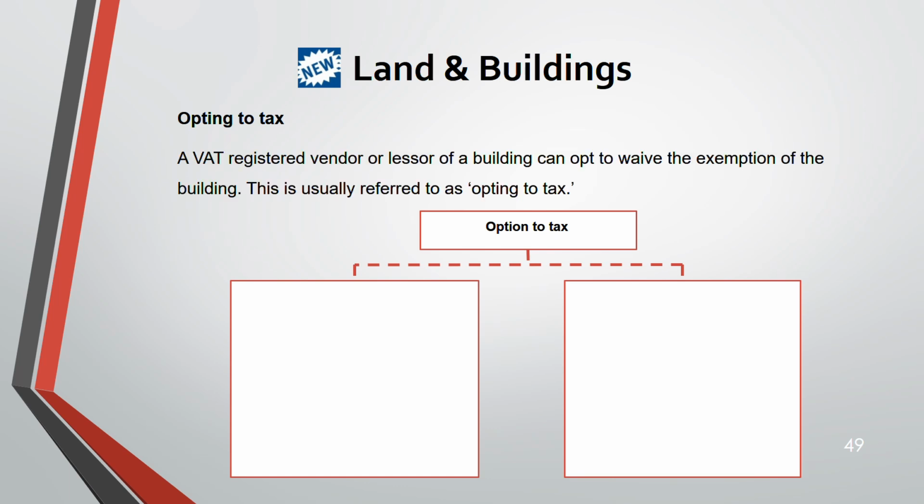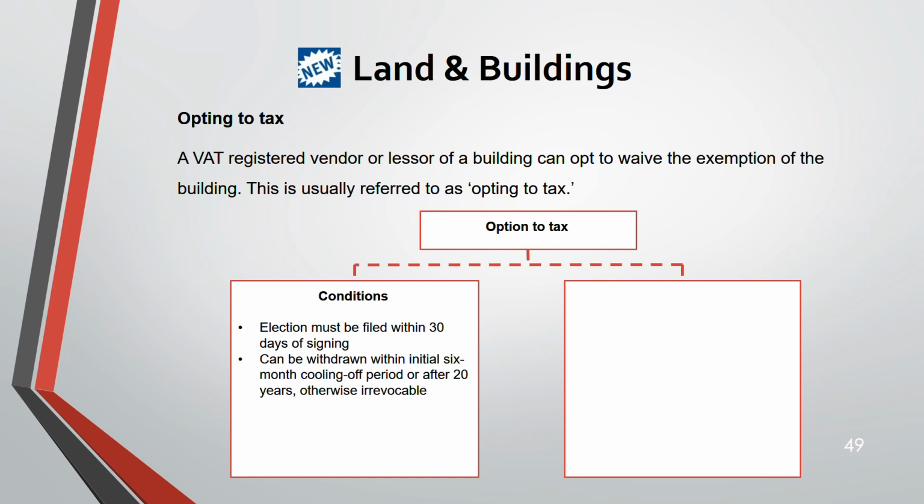Now, opting to tax. You can opt to tax. So, a VAT registered vendor or a lessor, if you're leasing, that's why you're known as lessor, of a building, can opt to waive the exemption of a building. That means they are opting to tax. So the conditions are, election must be filed within 30 days of signing. This can be withdrawn within the initial 6 months cooling off period or after 20 years. Either within 6 months or after 20 years. Otherwise irrevocable. Election cannot be made for a part of a building. Although election can be made separately for each property owned. If you are making for one building, it applies to whole building. Whole building will be taxed.